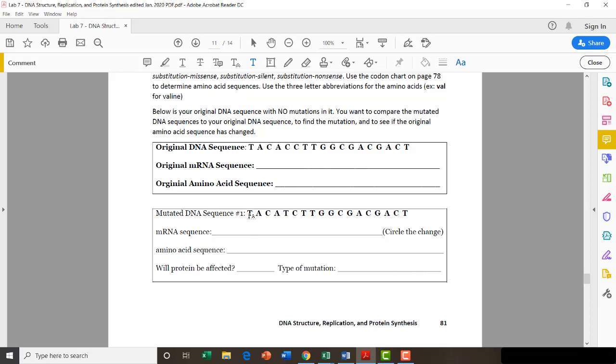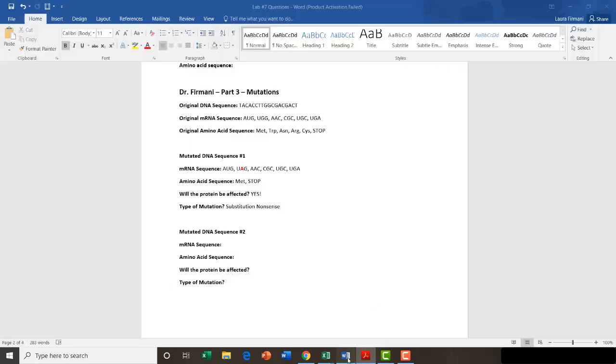So let's look at it really quick. T is the same, A is the same, C, A. Oh, here is something different. The next nucleotide was supposed to be C, and here it changed to a T. If we keep looking forward, everything else is the same. So right away we know this is a substitution. That's when we have a nucleotide change. The C got changed into a T. So this is where the DNA mutation occurred. And since there's a DNA mutation, we're going to get a different mRNA sequence, and we're going to see if it's going to change the amino acid sequence.